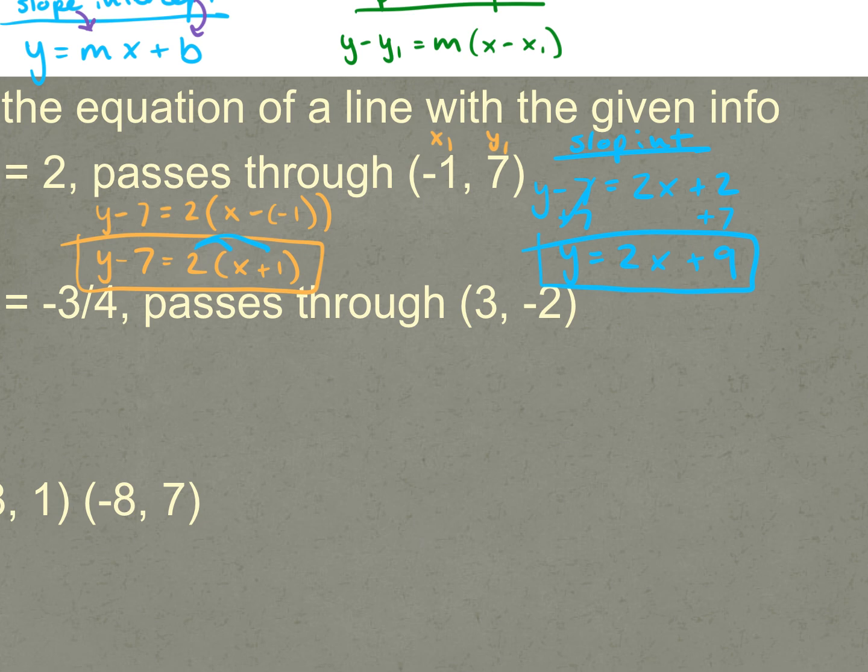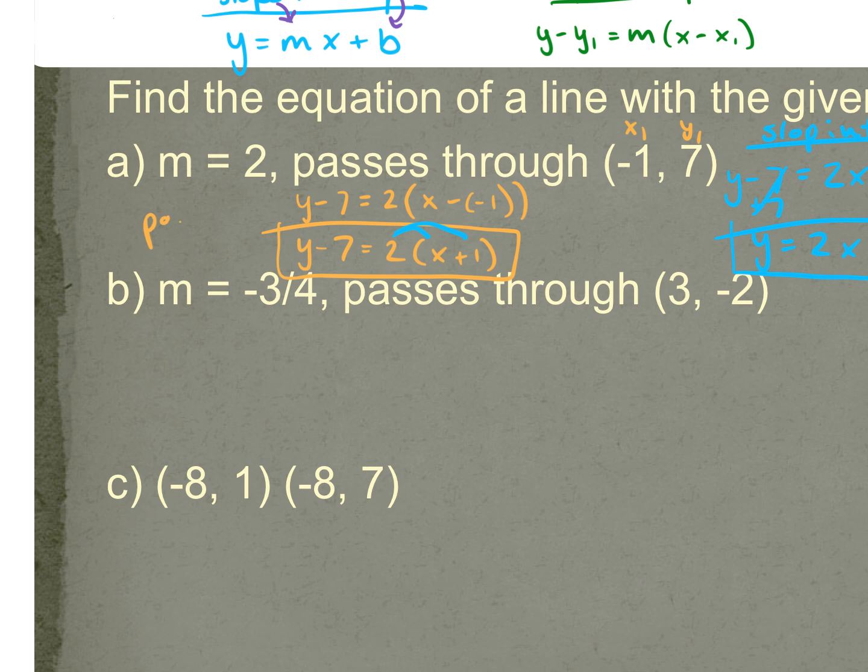It just depends on what it asks for. This question was very vague. It doesn't ask for anything specific, so you can give me either one. But these are both correct answers for an equation of a line. If it asks for slope-intercept form, you'd want to write it in y equals mx plus b. If it asks for point-slope, you'd want to write it in point-slope form.